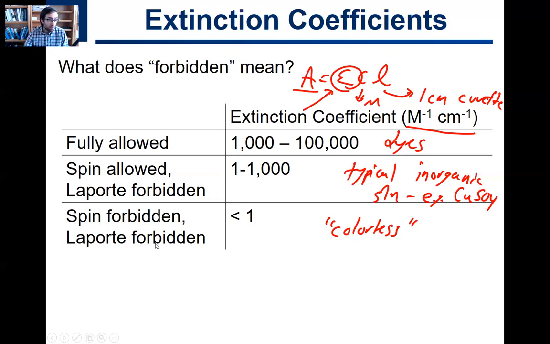Spin forbidden and Laporte forbidden, if they're both forbidden, these are typically going to be colorless. Now, at really high concentrations or really long path lengths, you'll start to see something, but your eye will have trouble seeing it at a typical couple of millimolar concentration.